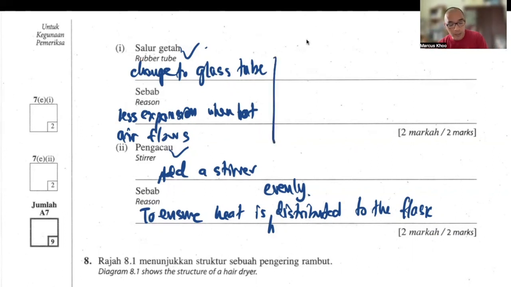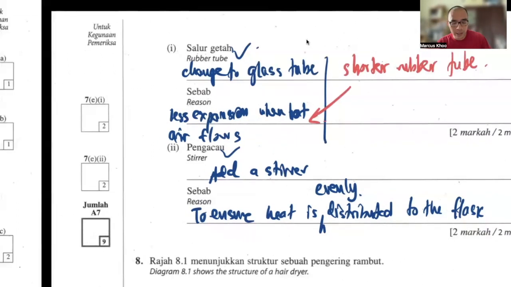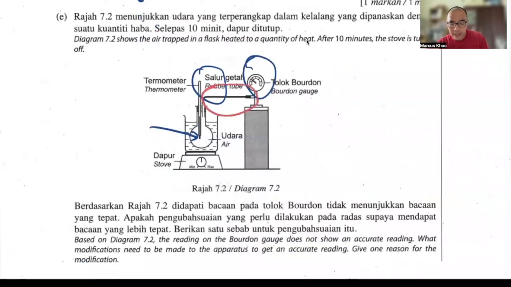Now, another possible answer that I found when I was doing some research is you change to a shorter rubber tube. The reason will be the same: there will be less expansion. I noticed that in this picture the rubber tube is so unnecessarily long. Why is it put so far away? You just give the gas more chance to expand the rubber tube, which you don't want. You use a shorter rubber tube, so there is less expansion and you get a more accurate reading.